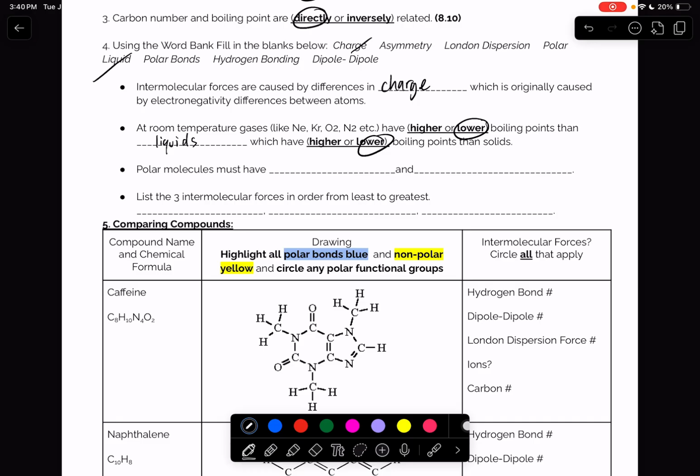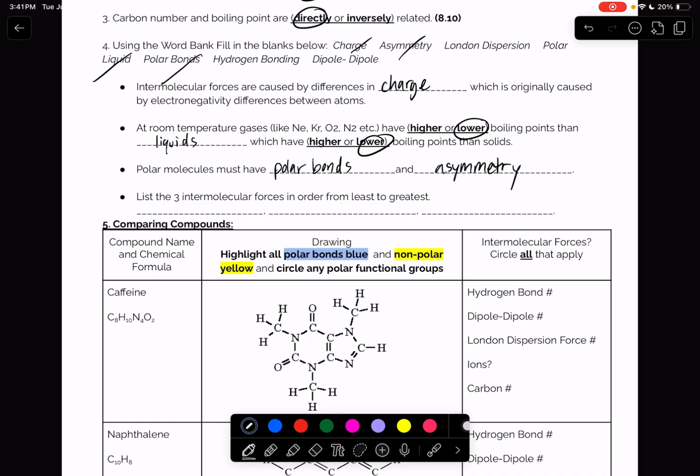Polar molecules must have blank and blank. Well, we were just looking at that. Polar molecules must have polar bonds, and they need to have asymmetry, meaning there's unequal sharing of electrons. So they need to be asymmetrical.